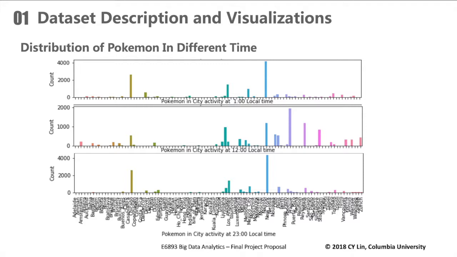Let's take a look at how Pokemon behaved at different times of the day. We can see from this picture that in New York, most Pokemon appeared at night, and in Prague, most Pokemon appeared in the daytime. This may be because the most commonly appearing Pokemon in New York may be more active at night, and the scene is different for Prague.